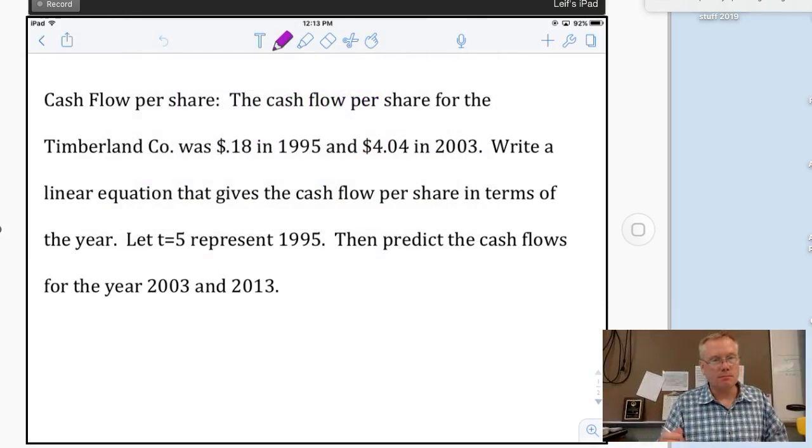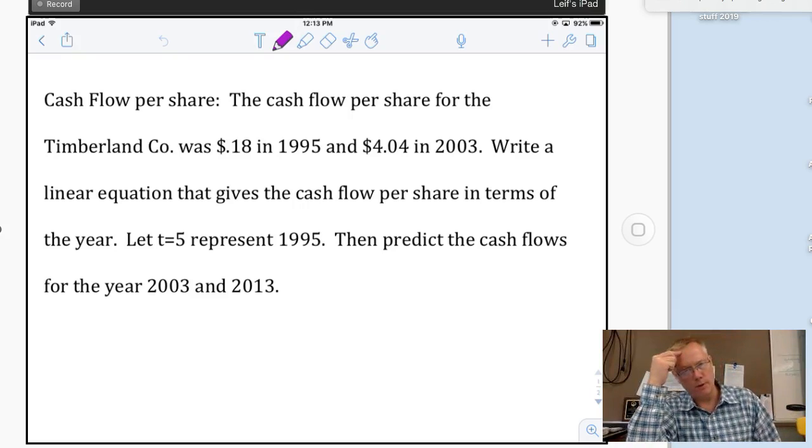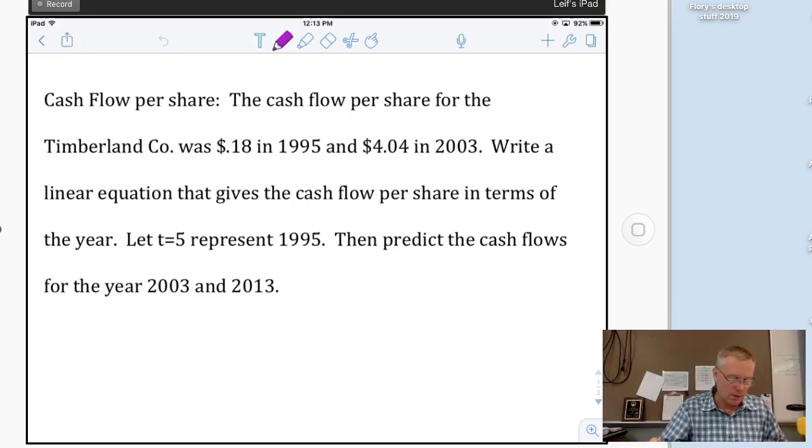Okay, last problem. Same kind of problem. This one's the cash flow per share. It says the cash flow per share for the Timberland Company was 0.18 cents in 1995 and is $4.04 in 2003. Write a linear equation that gives the cash flow per share in terms of the year. Let T represent 1995 and then predict the cash flow for the years 2003 and 2013. Okay, so I'd like to have an equation for this.